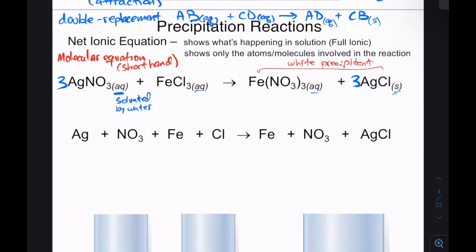If in the balanced equation we have 3 silver nitrates in aqueous solution, what that really means is we have silver plus ions in aqueous solution. Actually, we have 3 of them because we had 3 silver nitrates. And just like I showed you for sodium chloride, it dissociates into its ions. So this dissociates into 3 nitrate ions in aqueous solution. That's really what's happening from our shorthand. I'm just showing you what's actually happening in solution. What I'm writing out for you here is what we call the full ionic equation.